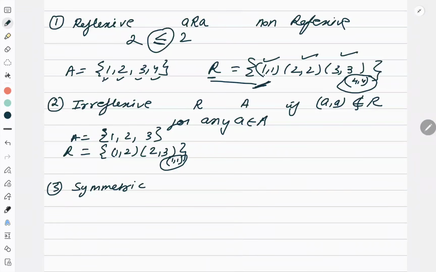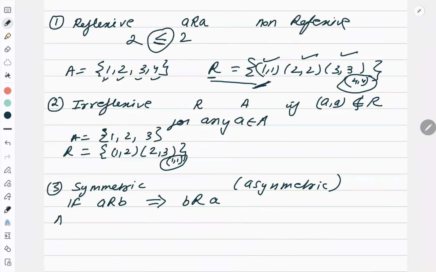Now what is symmetric? Symmetric means if A is R related to B implies B is R related to A. So if A comma B belongs to R, then B comma A should also belong to R. Now if the relation is not symmetric, then it is asymmetric, meaning there is a pair for which this is not happening.